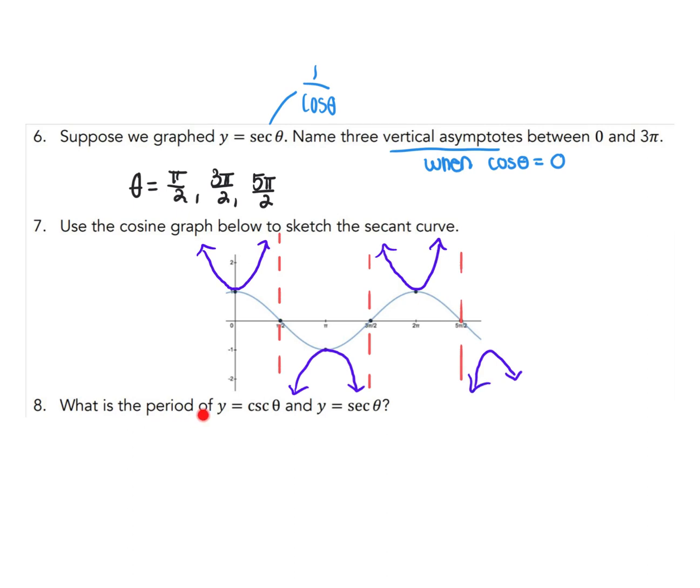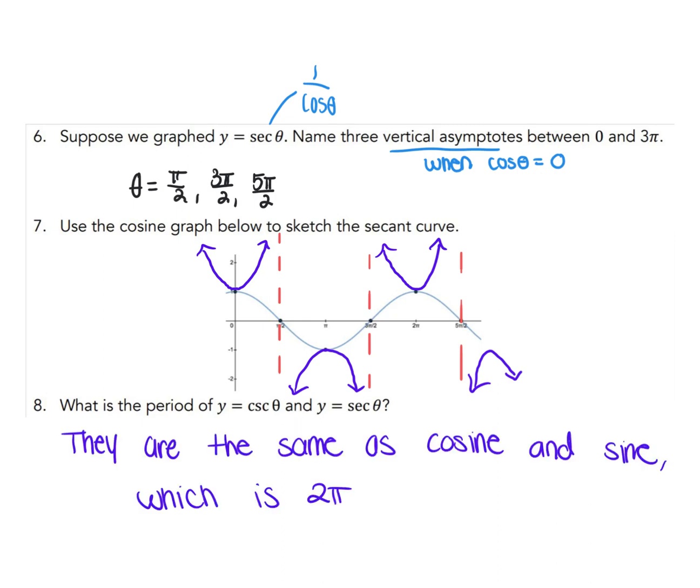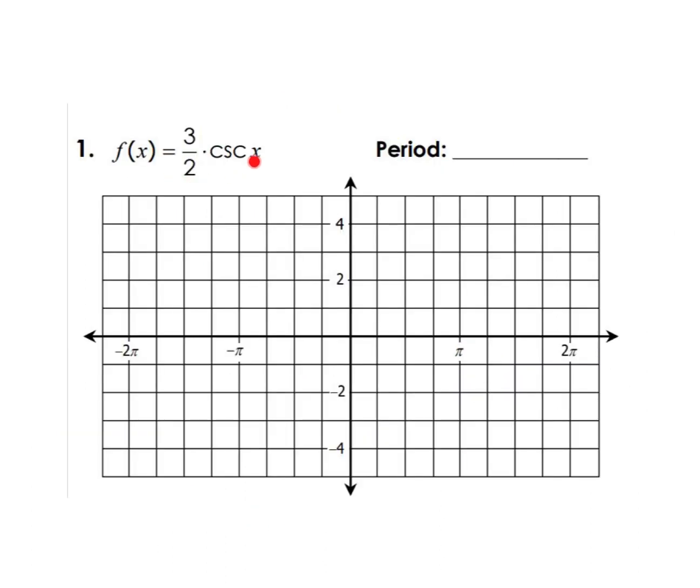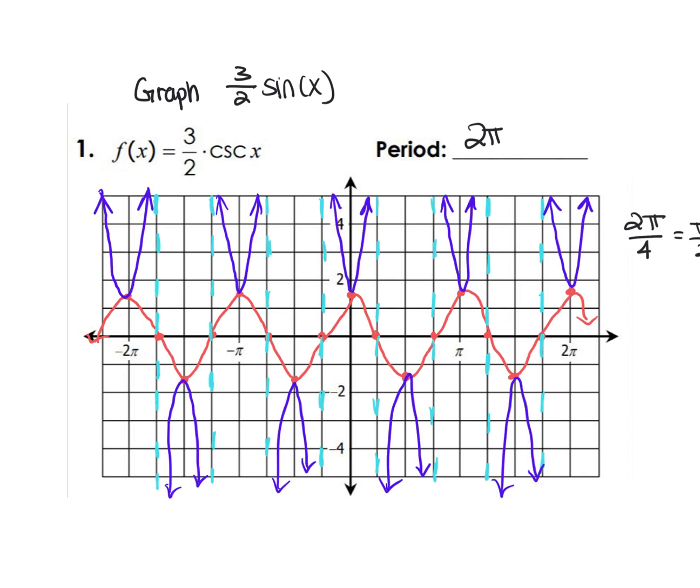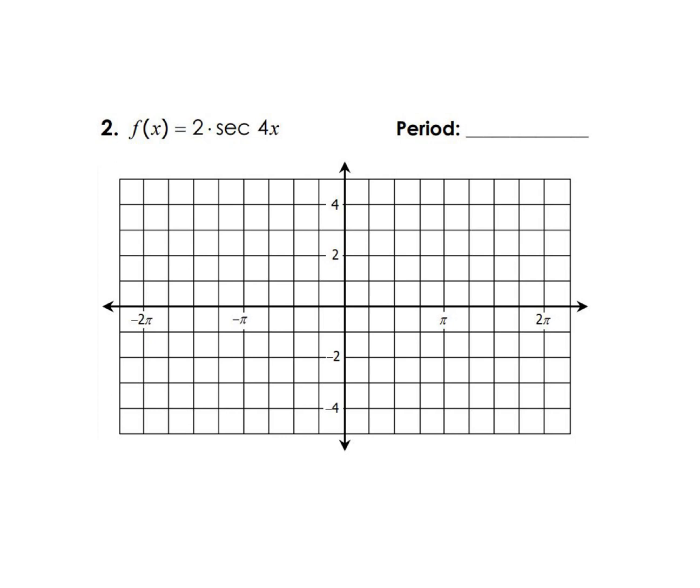Now it says, what is the period of y equals cosecant theta and y equals secant theta? So they're the same as cosine and sine, which are 2 pi. Here we have f of x is 3 halves times cosecant of x. So we're going to graph f of x equals 3 halves sine of x. Now we go ahead and draw vertical asymptotes wherever sine of x is 0. And now we just draw our little parabolas, I like to call them. And that's the graph. So here we're going to graph f of x equals 2 times secant of 4x.